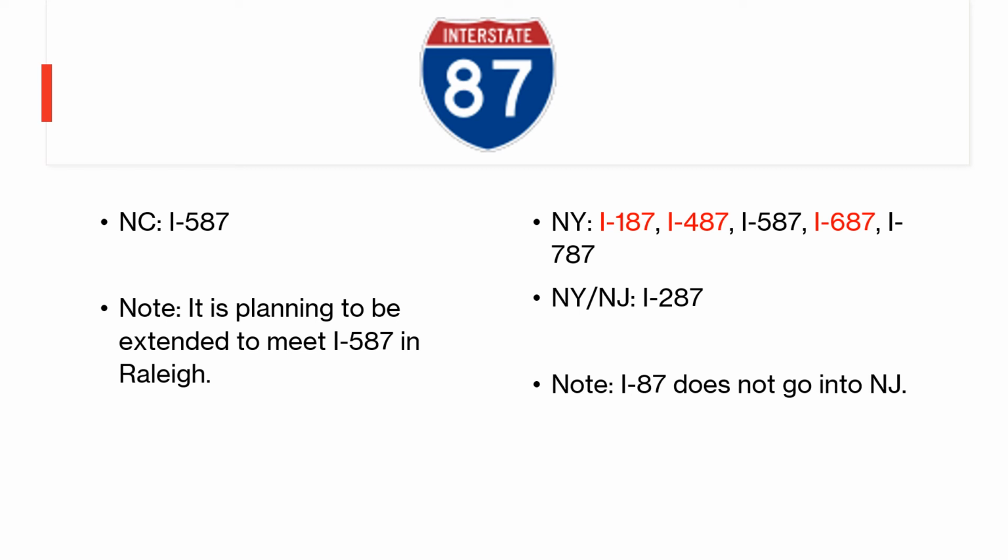And the note I have here is I-87 does not go into New Jersey, and I-87 stays in New York, while 287 goes into New York and New Jersey. And it's the only time where a child interstate goes into more states than a parent does. In this case, New York's case, that's I-87 with I-287.